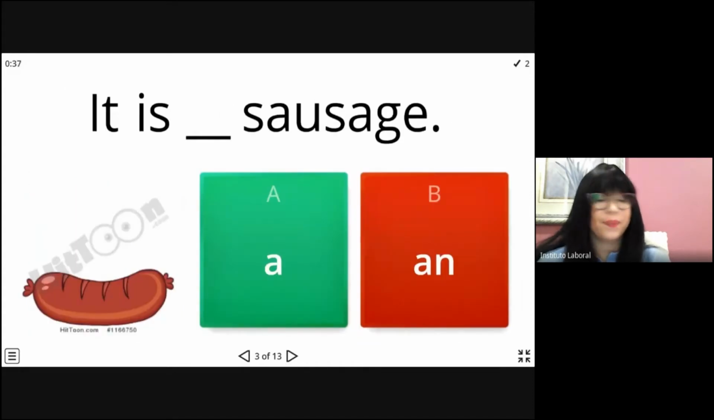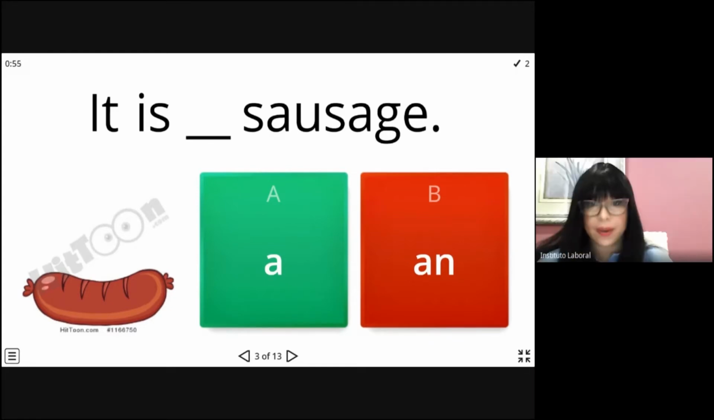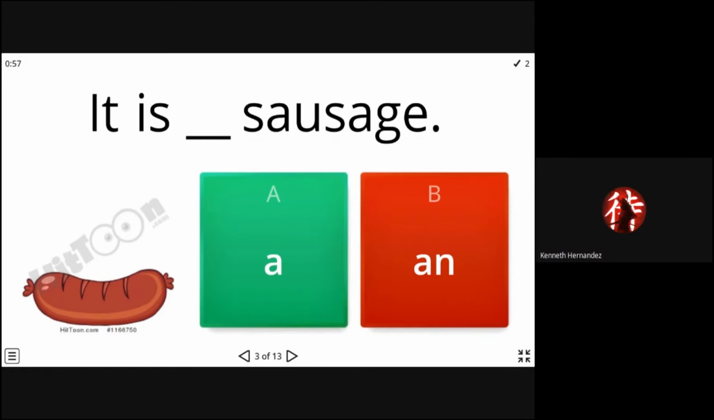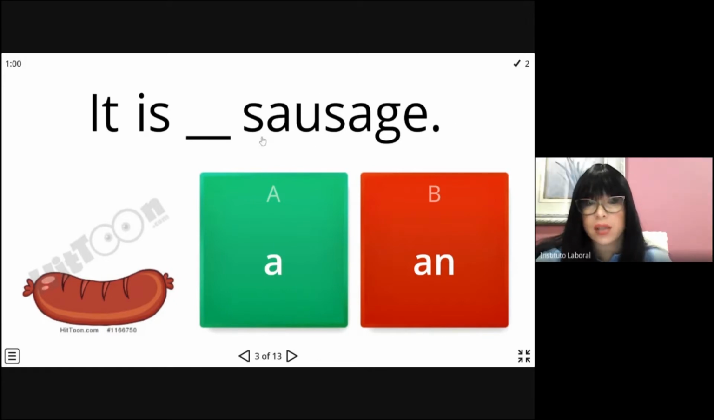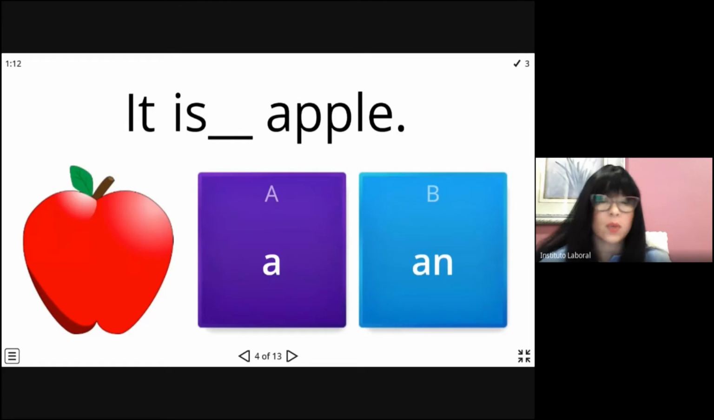The next one. Number 3. We have Jacinto, we have Andres, Adriana. It is an sausage. Sausage. This is a consonant. So what is the article? It is a sausage. Very good. The next one.